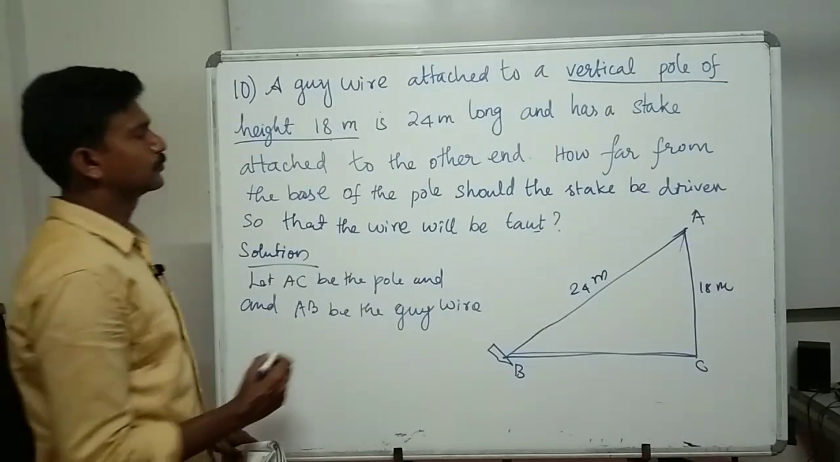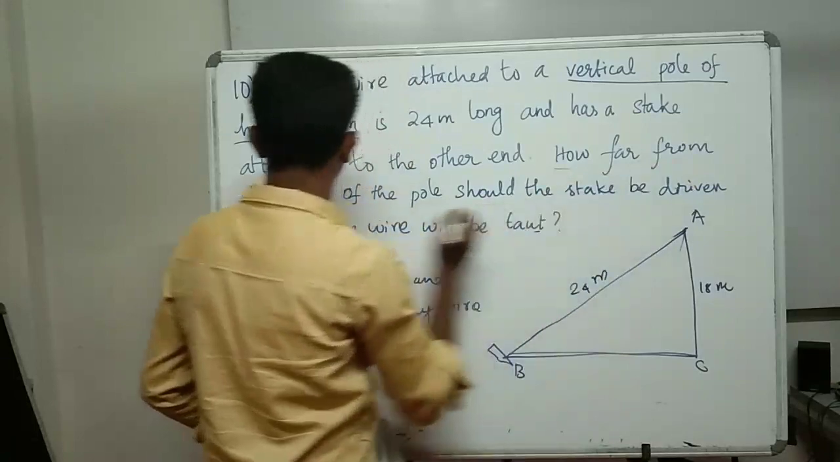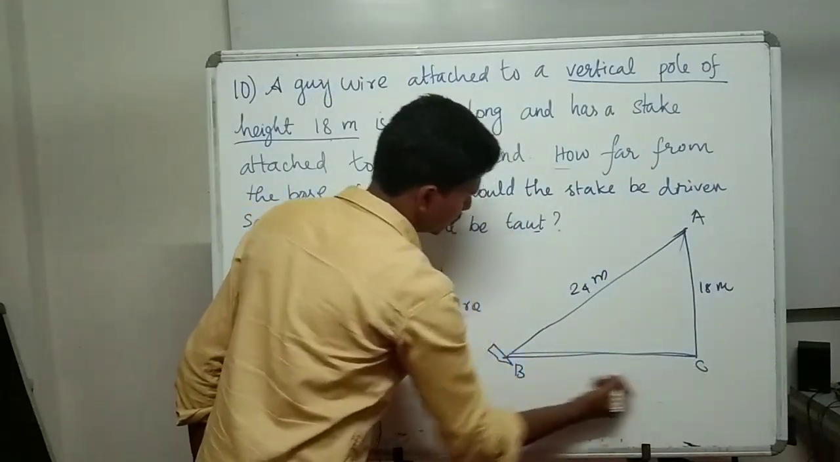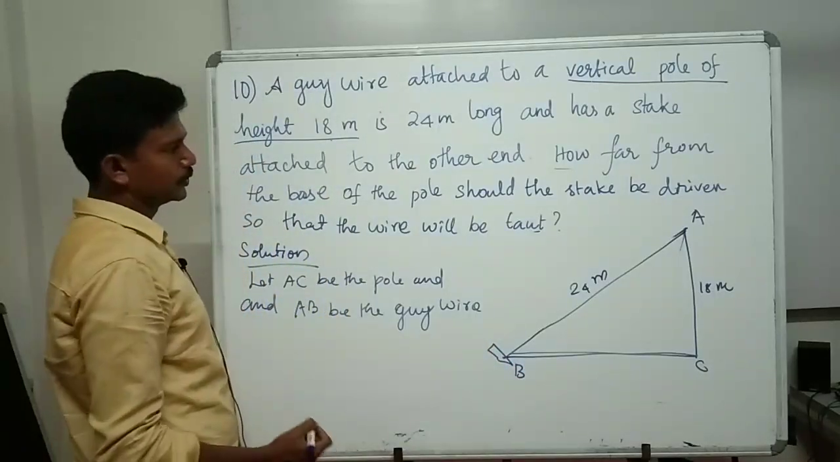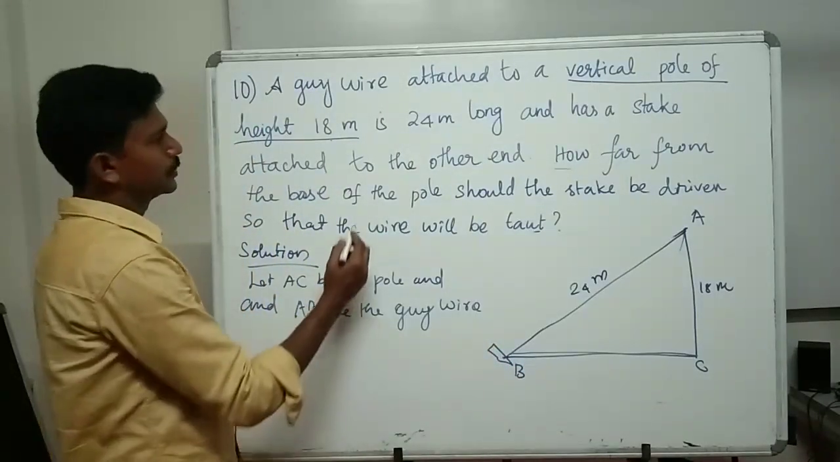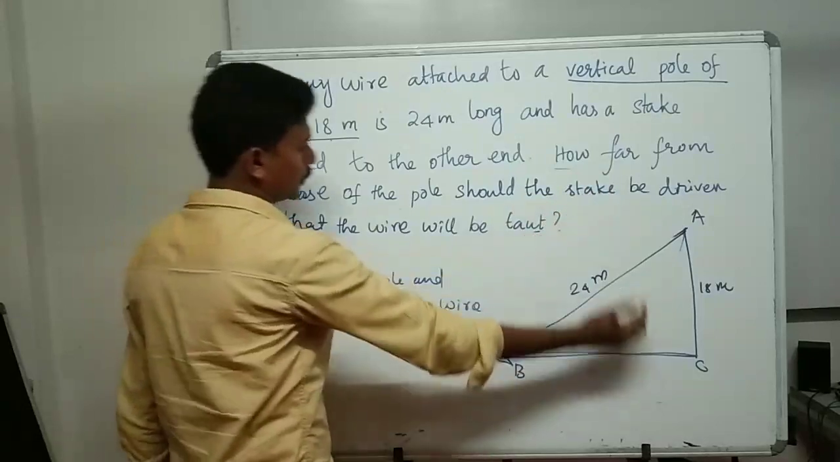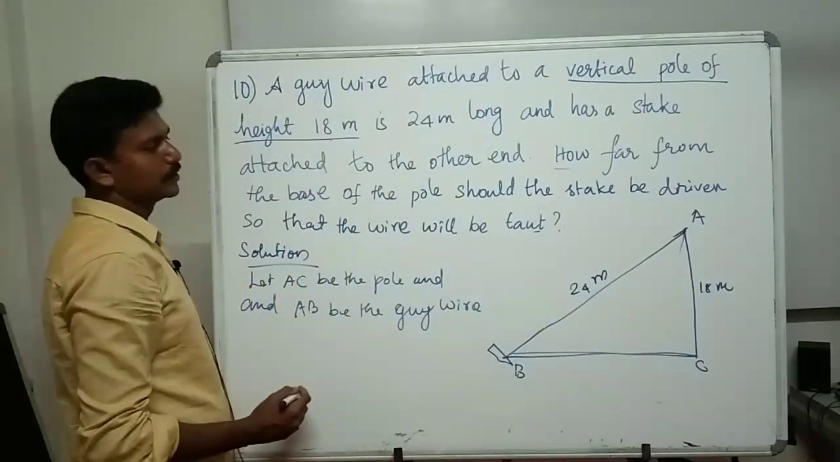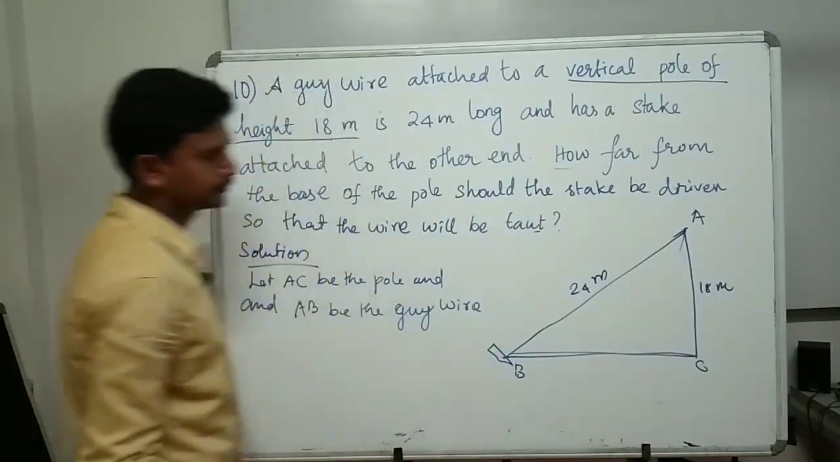Okay, so we should find how far from the base of the pole the guide wire should the stake be driven. എത്ര നീളത്തിന് വലിക്കണം, should be get. So we should find out the BC.